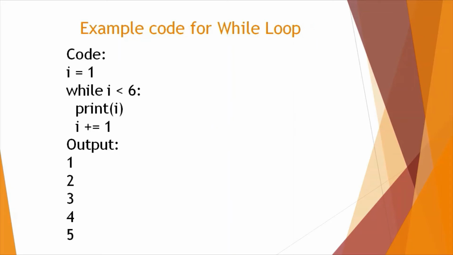So here's the example code for a while loop. First of all, we have initialized i equals 1 and while i is less than 6, we will run this loop while the value of i is less than 6, and we will print i, and after that we will increment i by 1. So the output will be 1, 2, 3, 4, and 5, because we are running this loop while i is less than 6, that is 5. So let's try them out in our PyCharm.